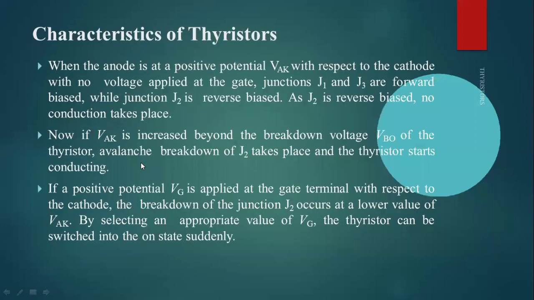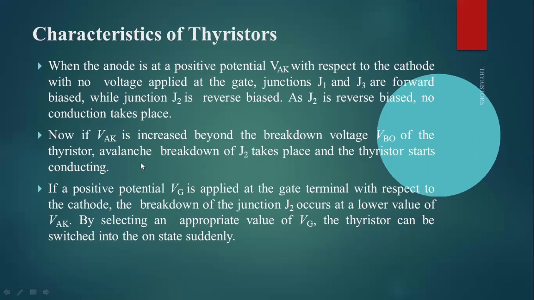So what actually happens? When the anode is at the positive potential, VAK, with respect to the cathode, with no voltage applied, so there is no gate voltage, junction J1 and J3 will be forward biased. That's why I told you there are three junctions, J1, J2, and J3. And the junctions J1 and J3 are forward biased, while junction J2 is reverse biased. At that condition, since J2 is reverse biased, there will be no conduction happening.